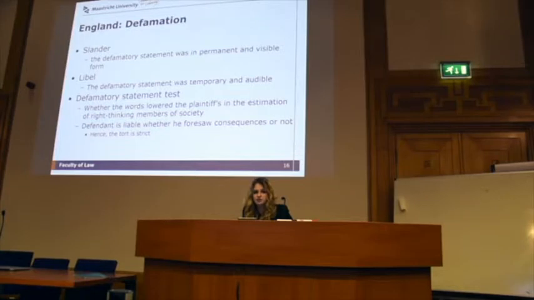Defamation encompasses the tort of libel, a defamatory statement which is permanent in visible form, and slander, a temporary and audible statement which is sufficient for liability. The classic test for the defamatory statement is whether the words tend to lower the plaintiff in the estimation of right-thinking members of society generally. Lord Atkin stated that a man is liable for the reasonable inferences to be drawn from the words used, whether he foresaw them or not. This implies that the tort is strict.